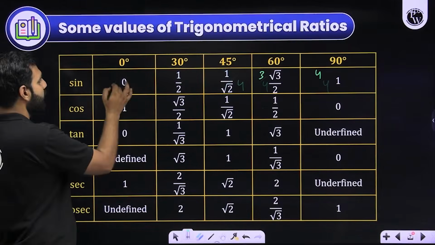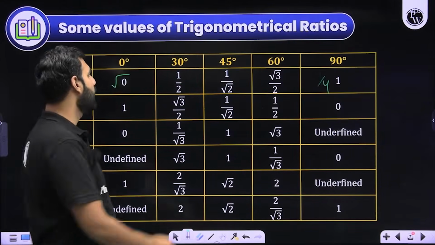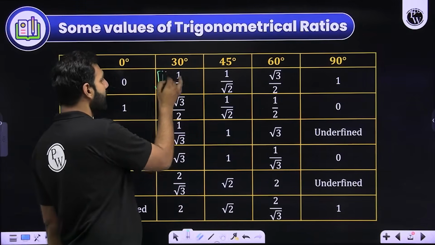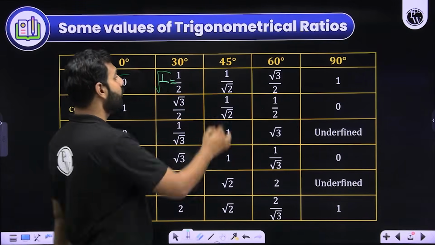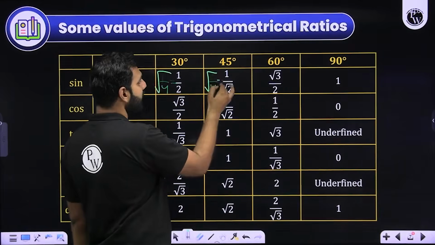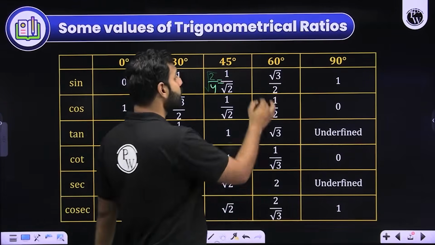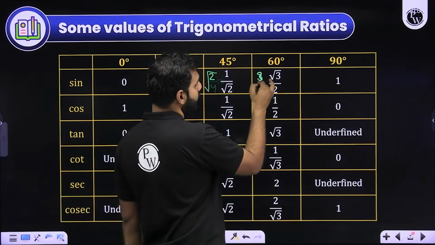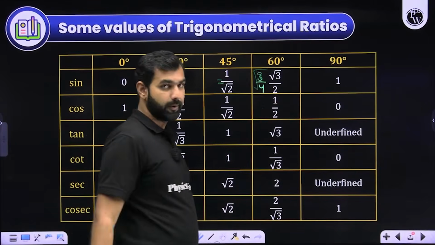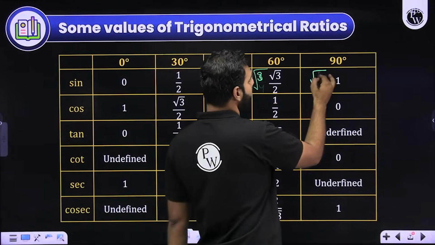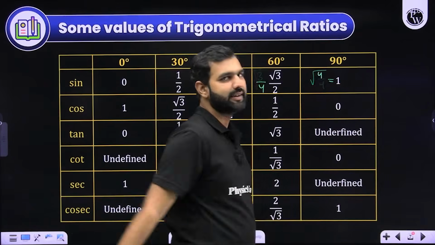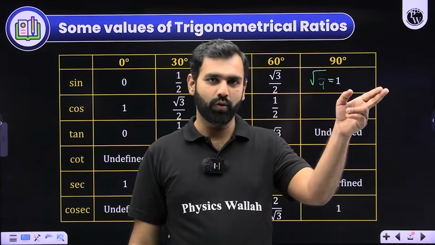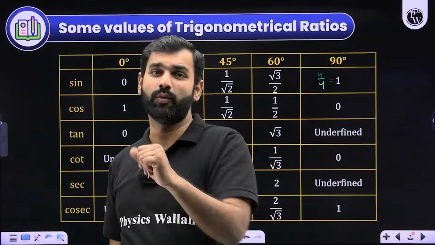So the square root of 0 by 4 will be 0. The square root of 1 by 4 will be 1 by 2. The square root of 2 by 4 will be 1 by root 2. The square root of 3 by 4 will be root 3 by 2. And the square root of 4 by 4 will be 1. So that is the technique I follow. 0, 1, 2, 3, 4, divide all of them by 4 and take the square root of them.